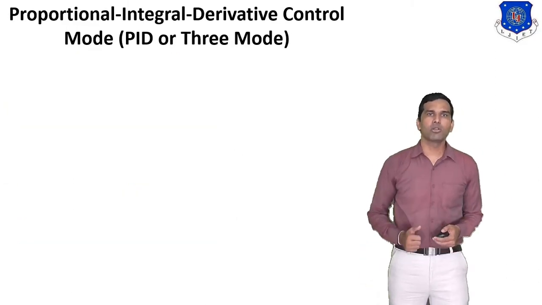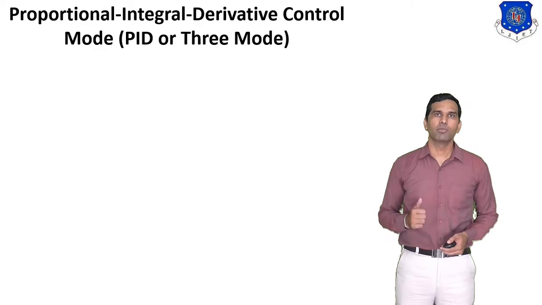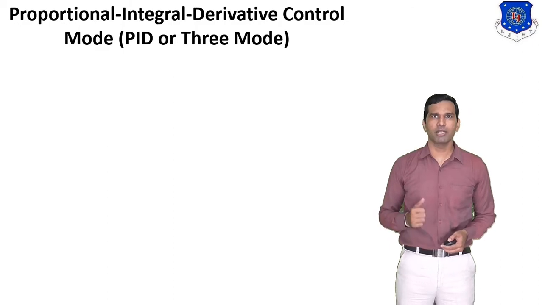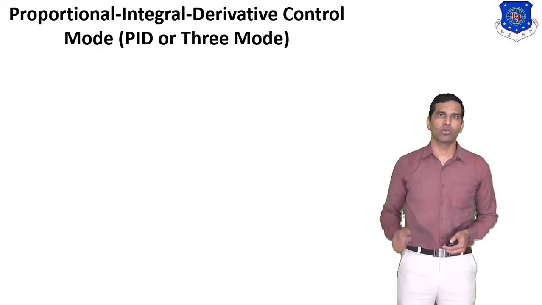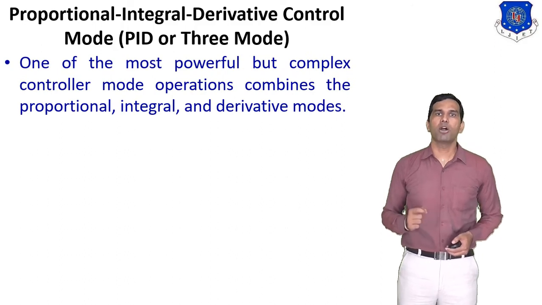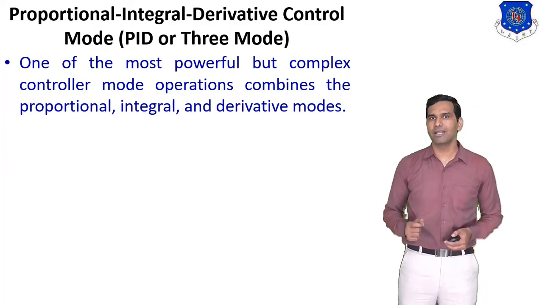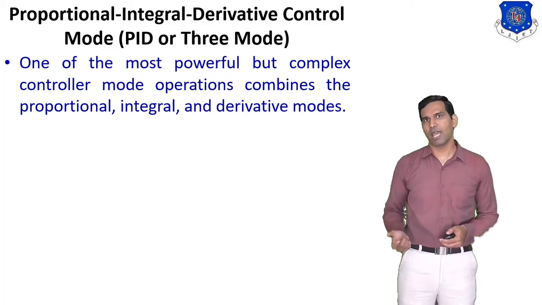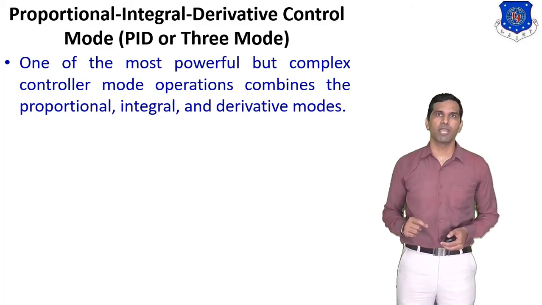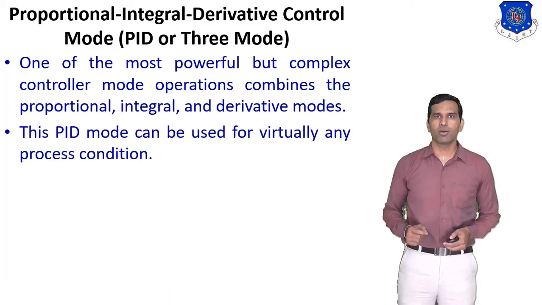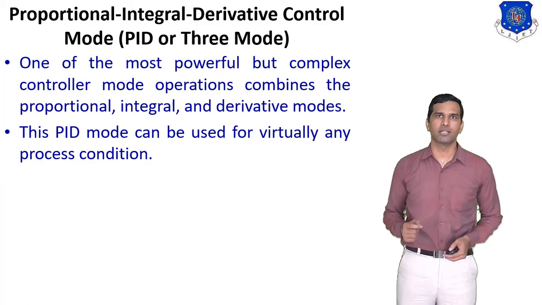Now we discuss the PID mode, that means proportional plus integral plus derivative control mode. This is the combination of the PID controller. It is one of the most powerful but complex controller modes, combining the proportional, integral and derivative modes. So this is the most powerful control mode in the industry, but at the same time it is also complex because we have to control three controllers. The PID mode can be used for virtually any process condition.